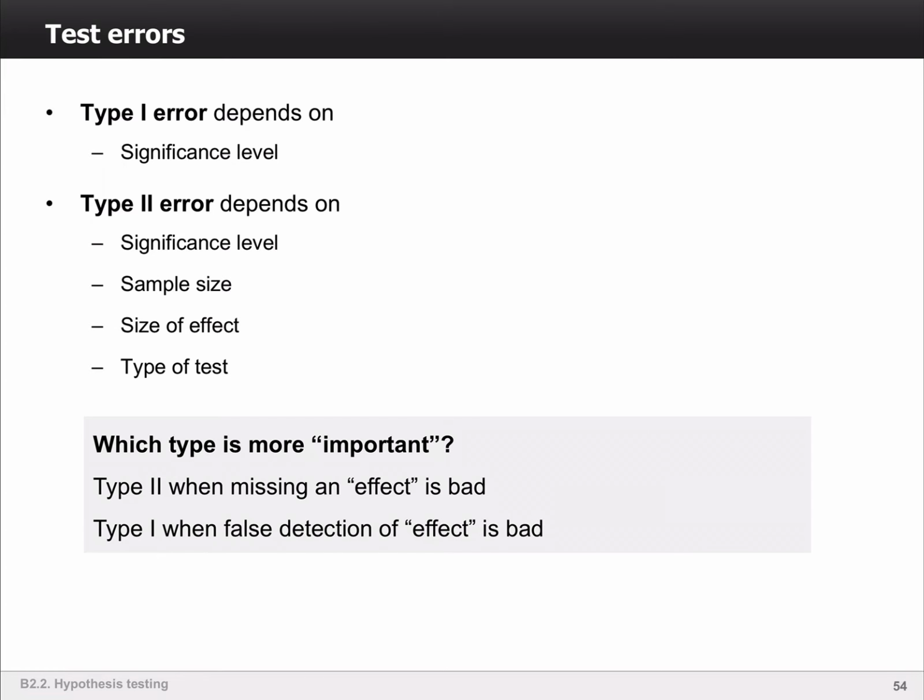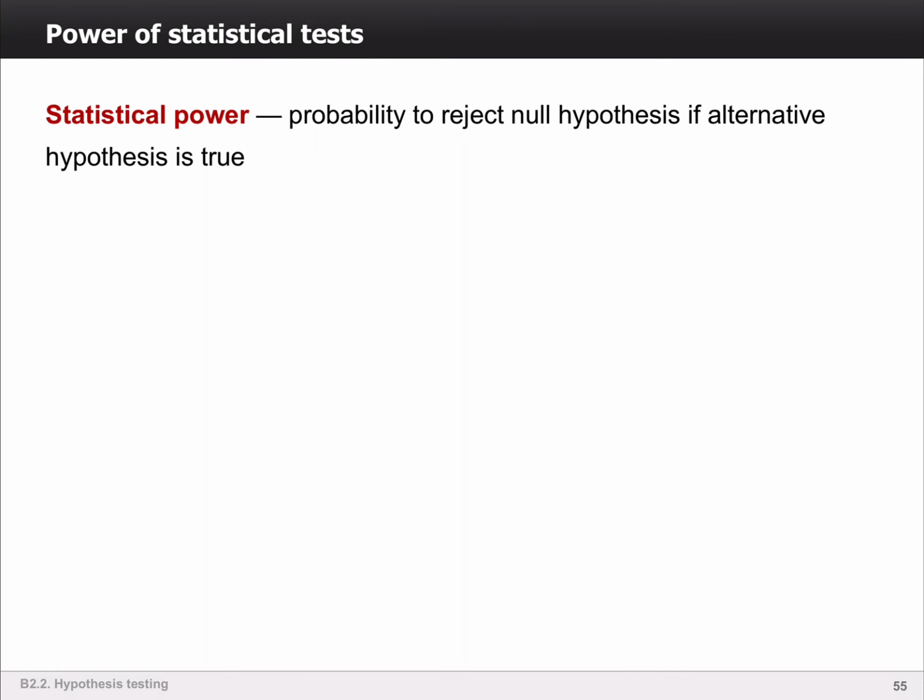Now, for type 2 errors, it's possible to do some calculations and predict how big the type 2 error will be. Well, first of all, let me introduce another statistic, which is called statistical power. Statistical power is the opposite of type 2 error. So it means the possibility to see an effect if it's present. It's the probability to reject the null hypothesis if indeed the null hypothesis is not correct, and the alternative hypothesis is true.